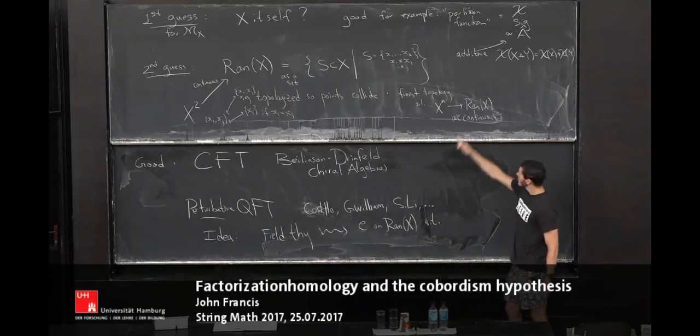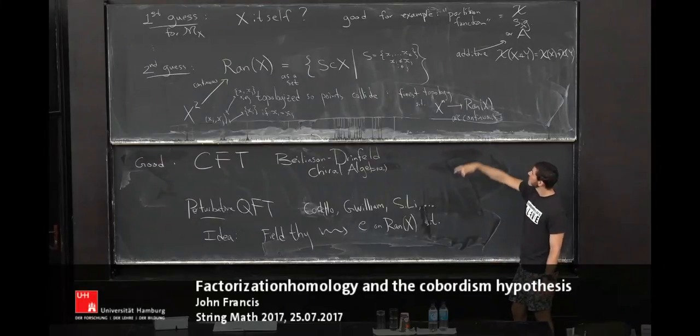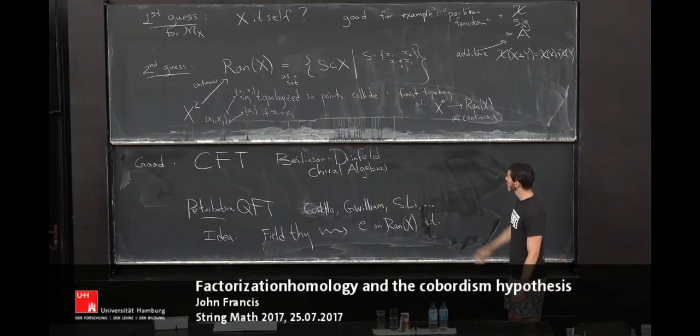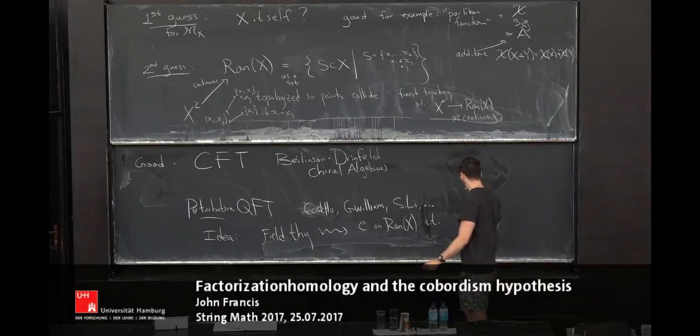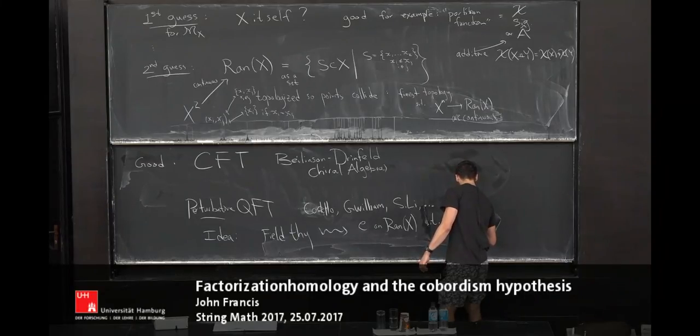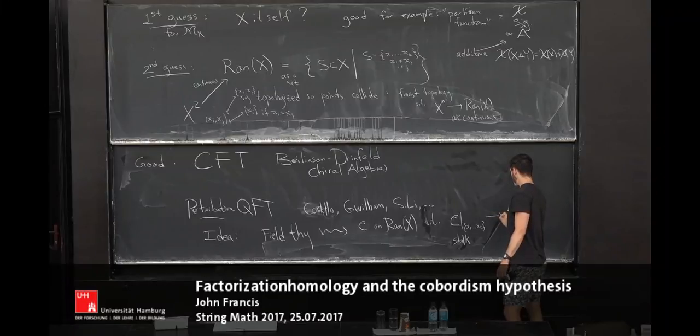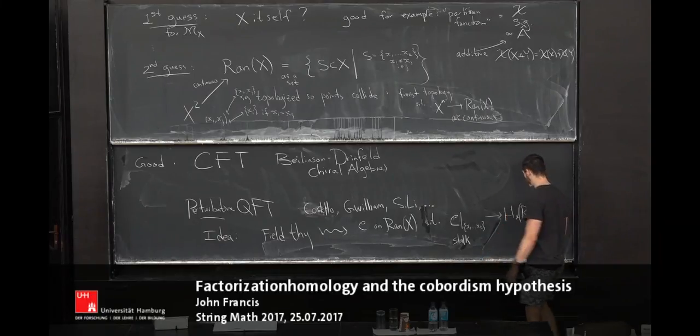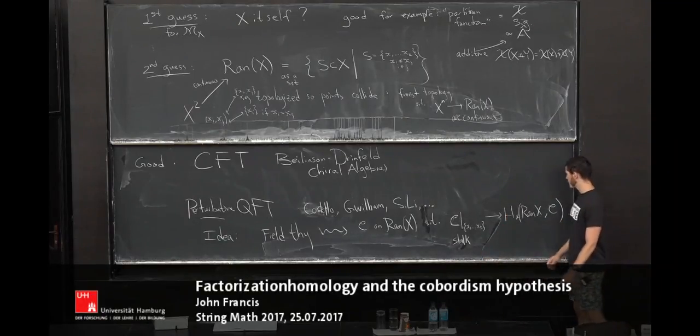And the reason you see this configuration space of all configurations of finite points is that it has the property that there's a stalk of this sheaf C at the points x1 to, say, xk. So this is the stalk. And then since it's a sheaf, there's a map from this to the homology of the Ran space of X with coefficients in C by taking global sections. And this is the global observable.